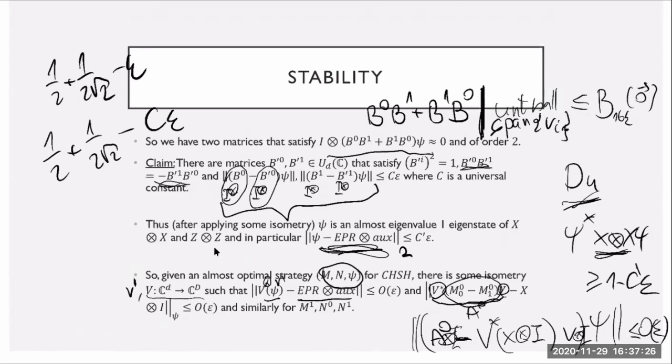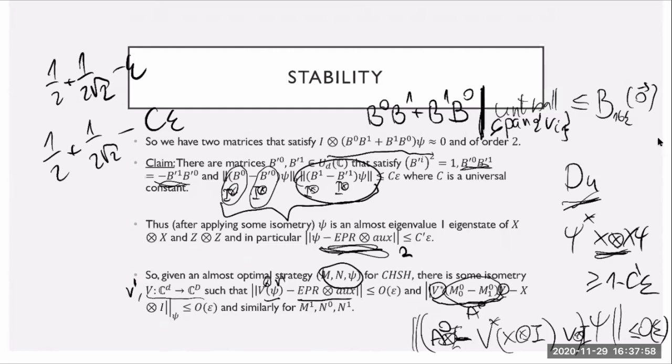Okay, so I'm summarizing. To win the CHSH game with an almost optimal strategy implies that, up to this weird way of checking whether 2 matrices are close to one another, you are close to the unique strategy that we showed is the only optimal strategy for this game. Okay, now any questions about this part?